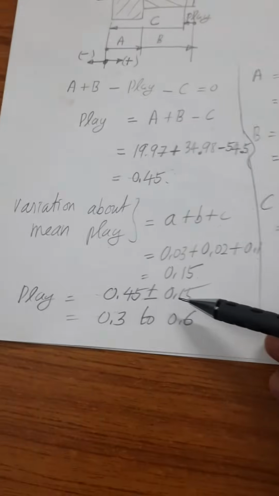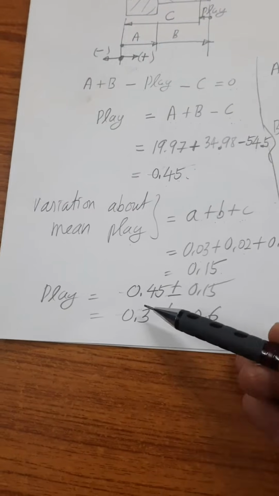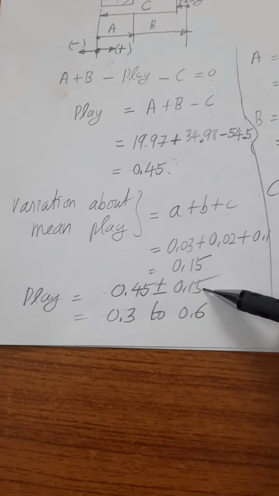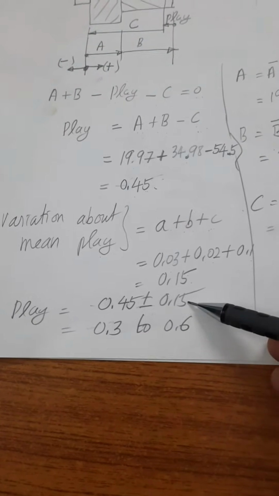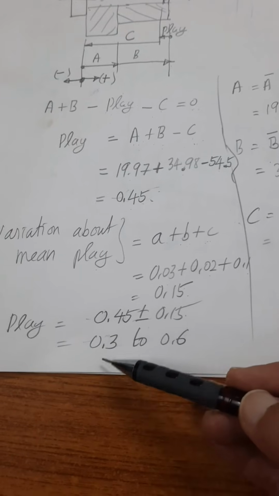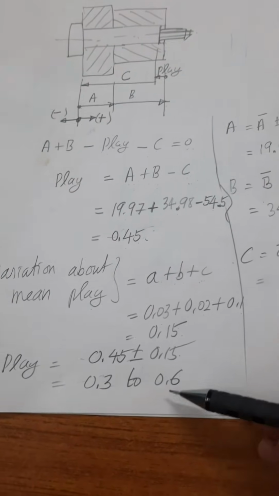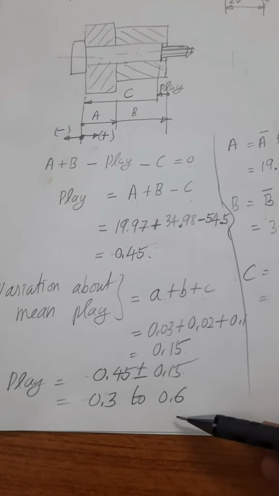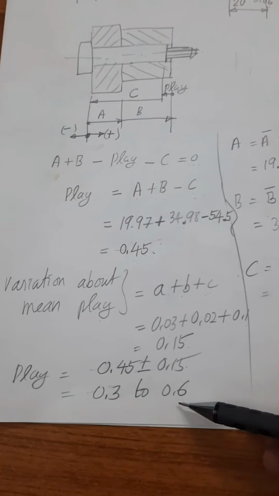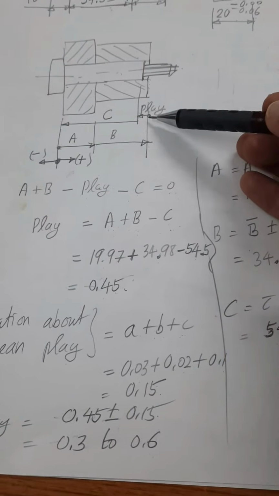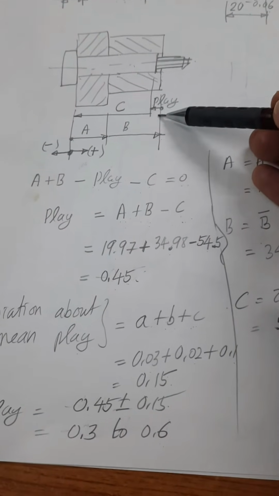So finally, the play is found as 0.45 plus or minus 0.15 as per the Surfit law. Okay, it is varying from 0.32 to 0.6. So this is how we are going to find the tolerance stack, using the Surfit law. So the play finally is found out as varying from 0.3 to 0.6 from assembly to assembly.